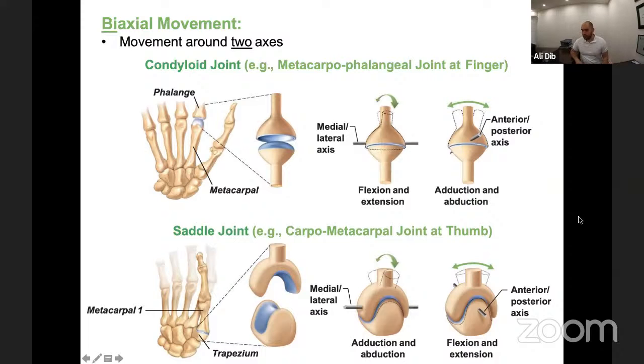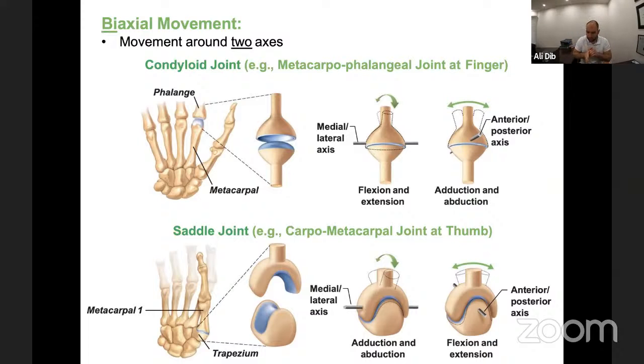So abduction, adduction, that occurs at both the fingers as well as the thumbs. But here's the difference, guys. With the fingers, they're condyloid joints. So think of them more like a ball. It's not a ball per se, ball and socket. That's more of a shoulder joint, but it's kind of like a cup on top of a flat, curvy surface, right? So it allows 2 different degrees of motion.